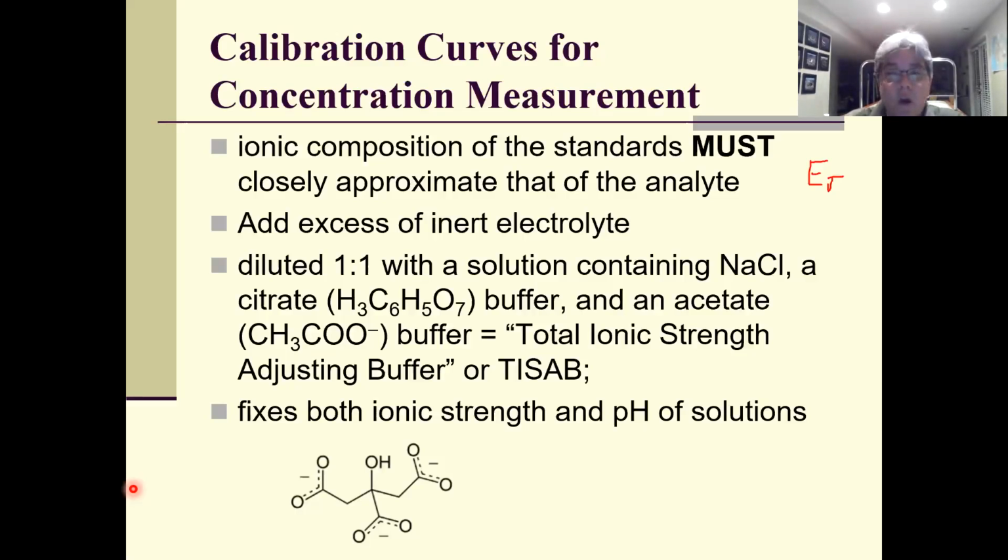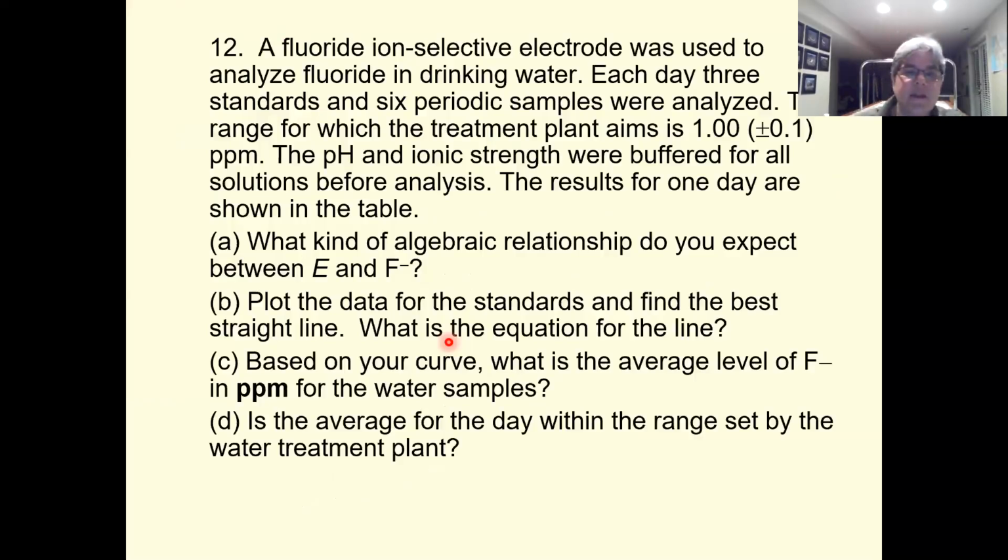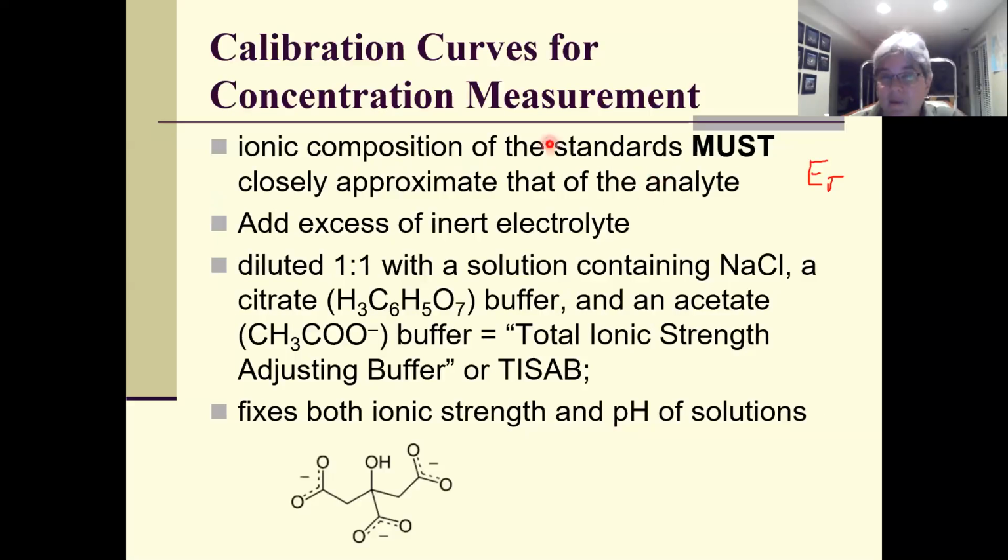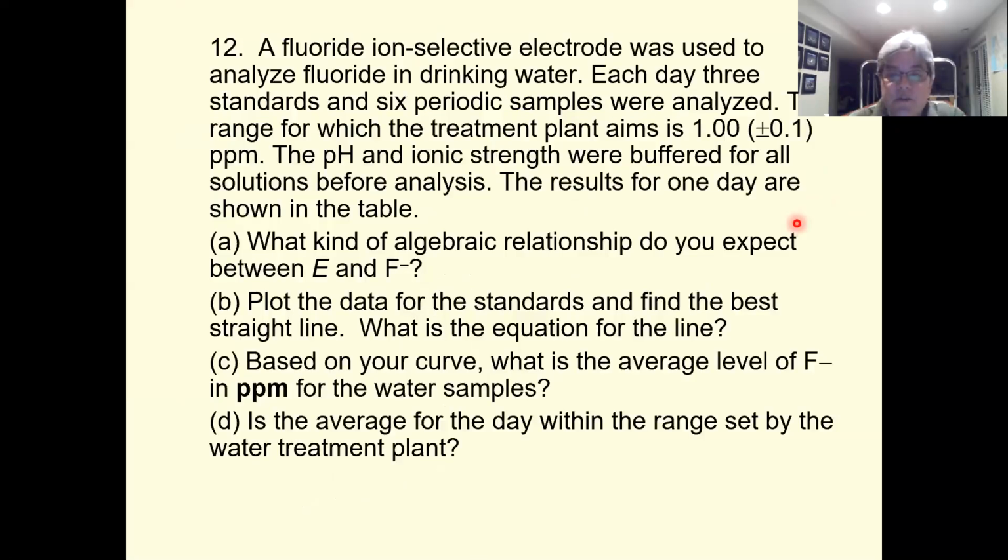Now, almost all ISEs, you will use this TISAB. The one exception is if you're measuring pH. If you're measuring pH, you will not add it because it would change the pH of your standards. Okay? But if you're measuring calcium ion or fluoride or chloride or any other ion, you're going to probably add this. Okay, so your homework had this, and notice they talked about the pH and ionic strength being buffered. That's what they mean. They were adding this stuff so that everything has the same junction potential.